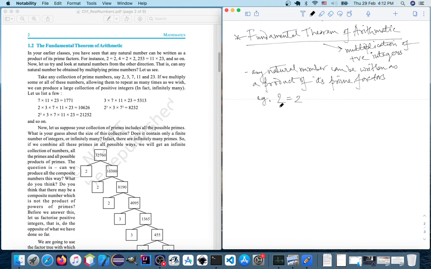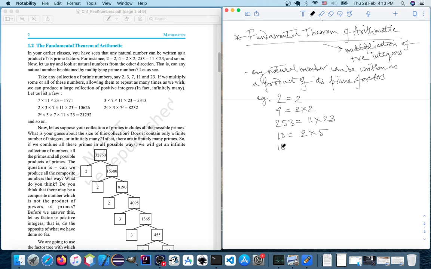So what about 4? 4 is 2 into 2. It has two factors, and both the factors are 2, and 2 is a prime number. It also says that 253 is 11 into 23. 11 is a prime number and 23 is a prime number. Let's see 10. How can we factorize 10? 2 into 5. 5 is a prime number, 2 is a prime number.